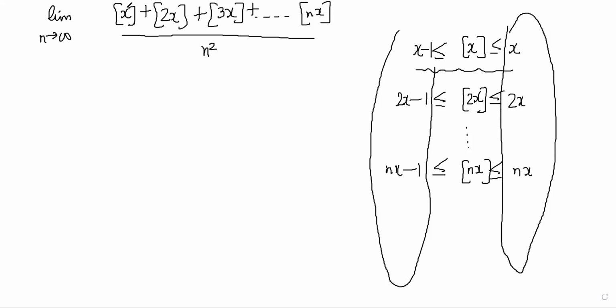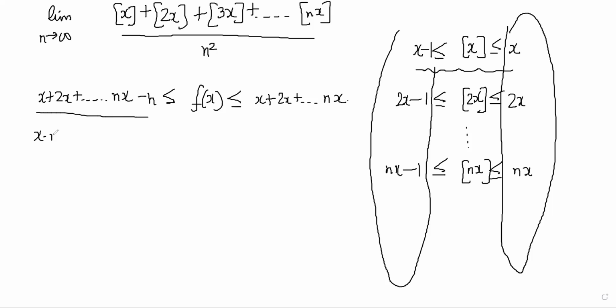Yeah. So I can say that this sum will be less than or equal to this sum and less than or equal to this sum, right? So if I add the two other functions, I will get x plus 2x plus so on till nx minus n on one side, less than or equal to my function, less than or equal to x plus 2x plus and then nx. So this part will become x into (n plus 1) by 2 minus n, less than or equal to f(x), less than or equal to x into (n plus 1) by 2, right?